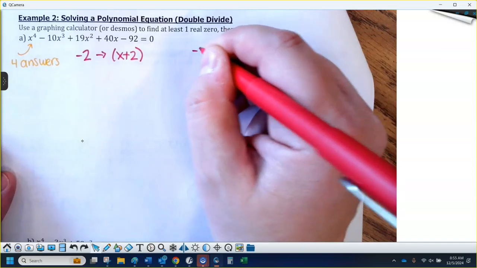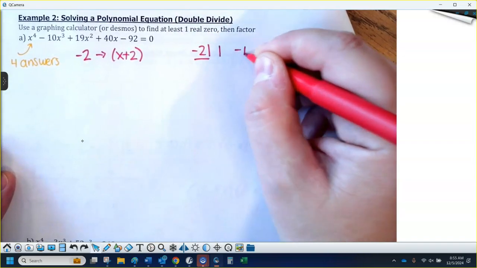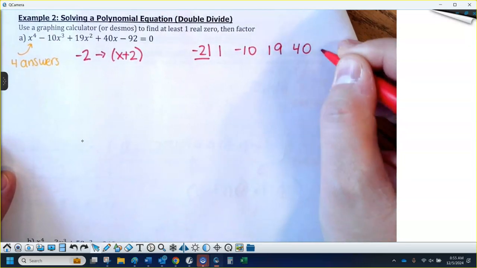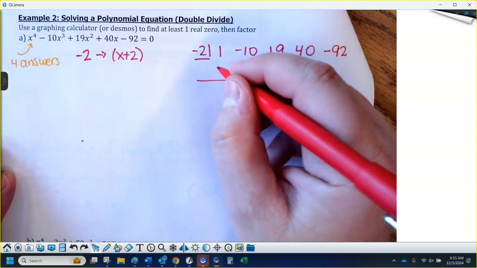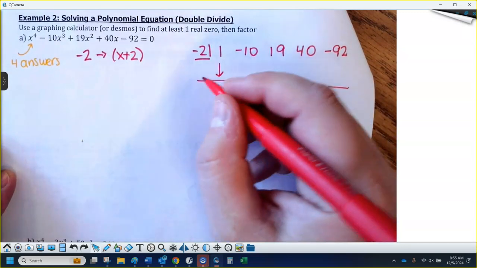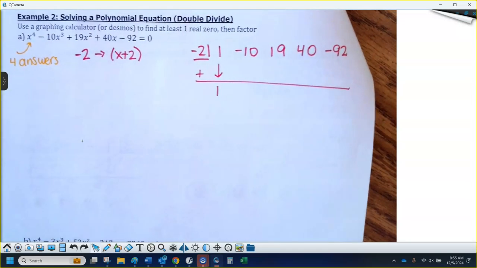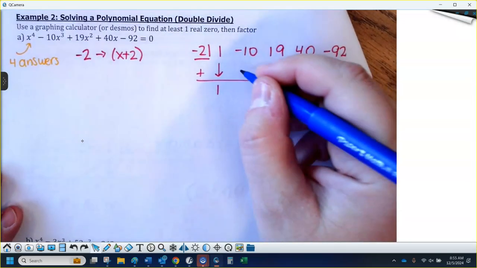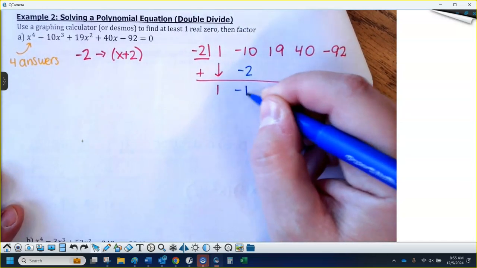All right, so if I set up my synthetic division, we'd have 1, -10, 19, sorry, these are big numbers, 40, and -92. Same process we were doing on the front. I'm going to do synthetic division here. So I'm going to take -2 times 1, and that goes in the next open spot, which is going to give me -2. And you just add that to the number stacked on top of it. So that's going to be -12.